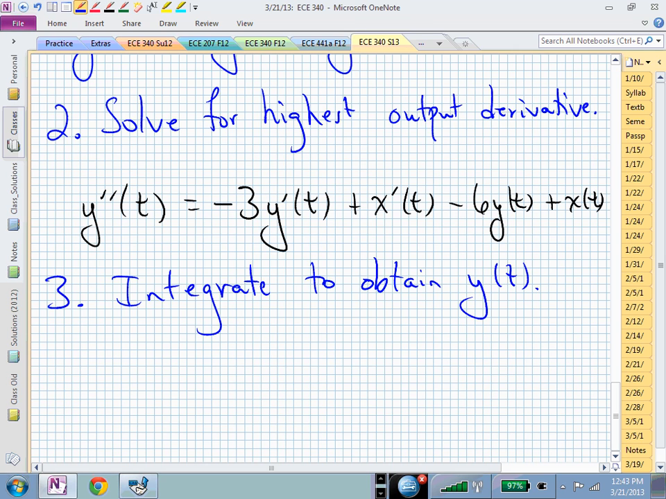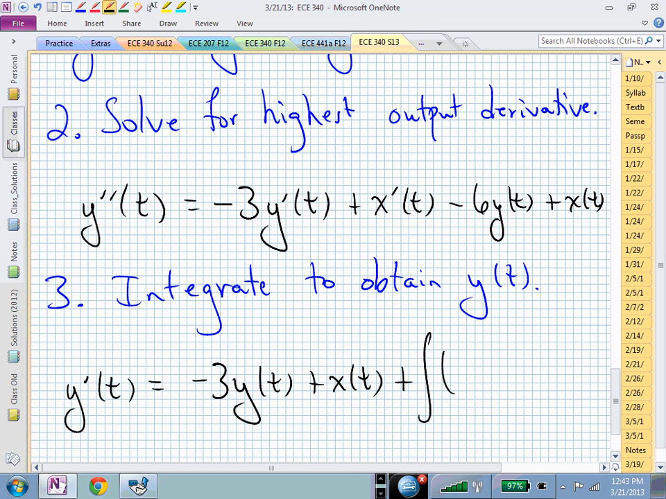So now if I integrate that expression once, I have y prime of t is equal to minus 3y of t plus x of t, integrating those two terms once, plus an integral, and maybe I'll go ahead and reorder these so that I don't forget that minus sign. Let's say this is x of t minus 6y of t. Since I now have to, let me just go ahead and change that and say this is x of sigma and this is y of sigma d sigma.